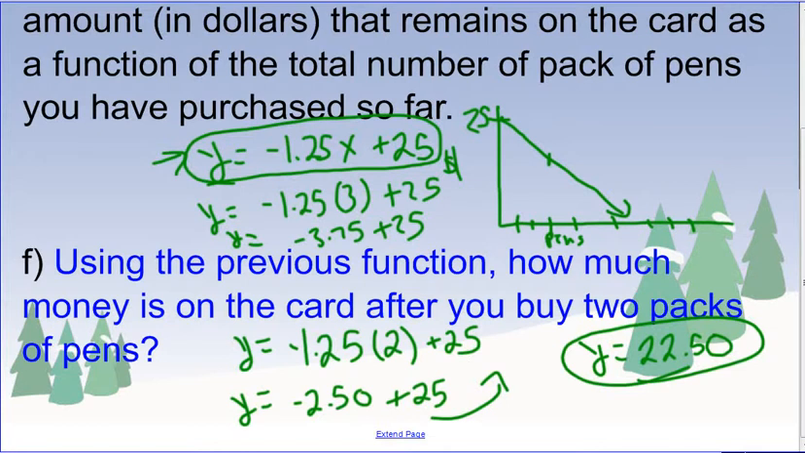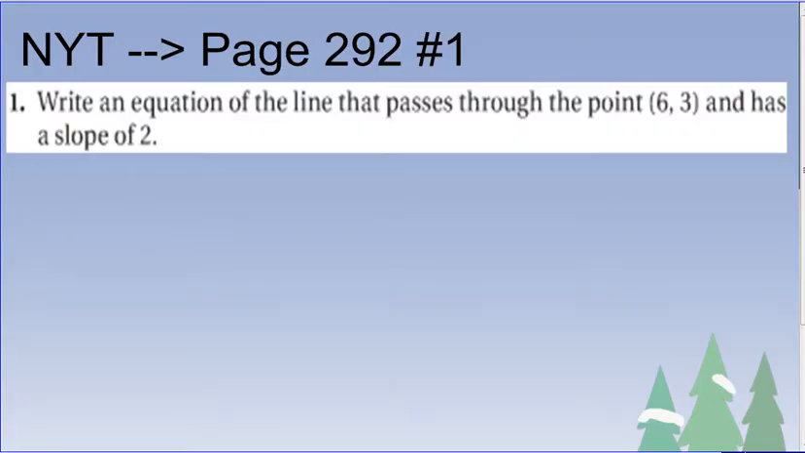Okay. The next problem is more like the other problems we did. Comes from the textbook. Please do this problem. It's page 292, number 1 from the textbook. It asks you to write the equation of a line that passes through that point and has a slope of 2. Go ahead, pause the video, try this problem on your own. When you're ready to continue, hit play, and we will go through it together.